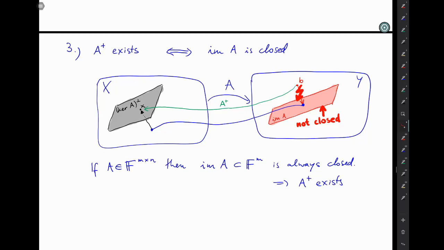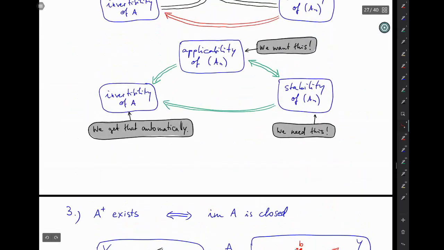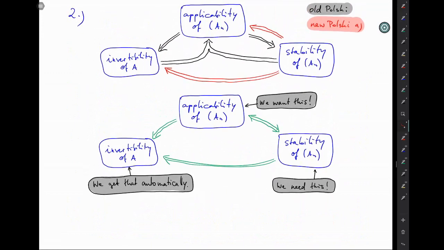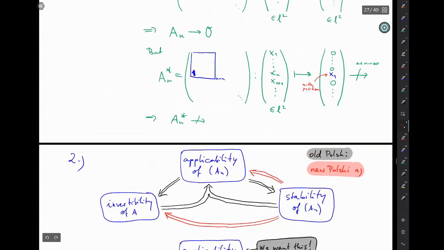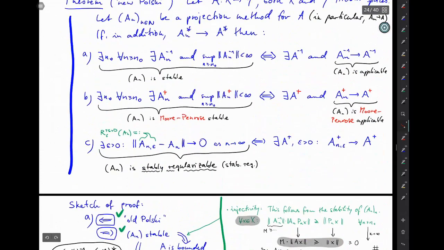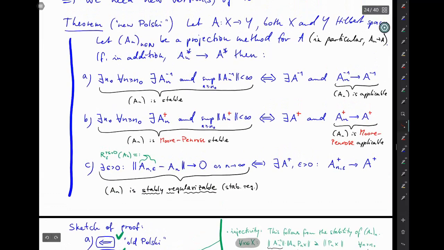The next thing I want to say is more than just a comment. Let's look back to our second comment here, where we say that applicability is obviously what we want and stability is what we have to study. So we need to make sure this holds, and then we get invertibility for free. Well, that was just statement A from our new Polski theorem.